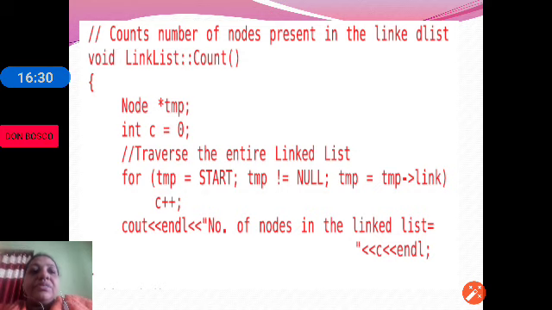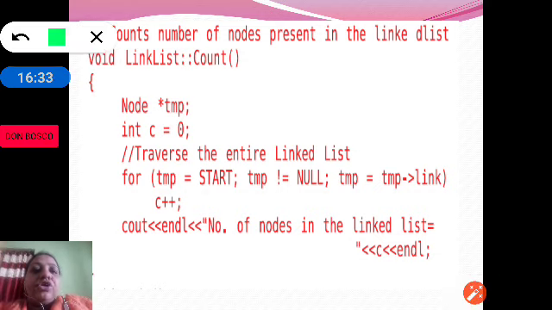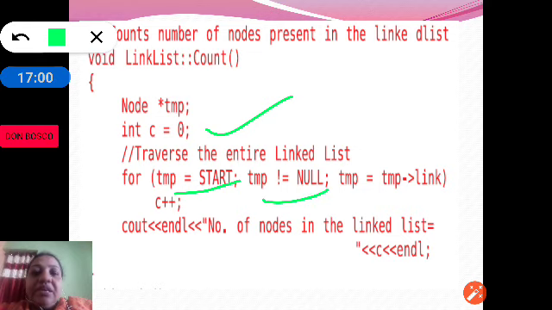Count. This is a function which will tell us the total number of nodes available in the linked list. Here we have a variable c equal to 0. So we will traverse the entire list. We start from the beginning and move on till we get the last node, and each time we get a node we will add one to c. So as you can see here, temp is equal to start. Temp will point to the starting node till temp reaches null. When will temp become null? Once it reaches the last node.